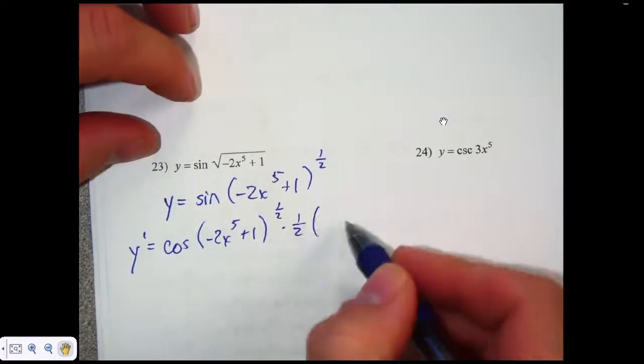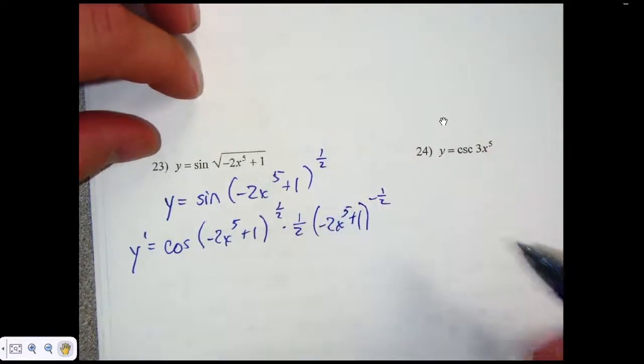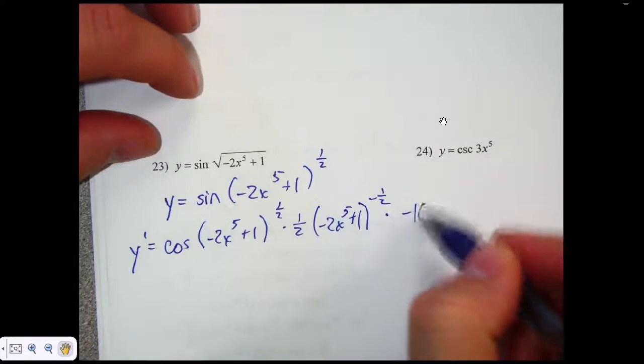Times, bring down the 1/2. Leave the little guy alone. And then times the derivative of the inside.